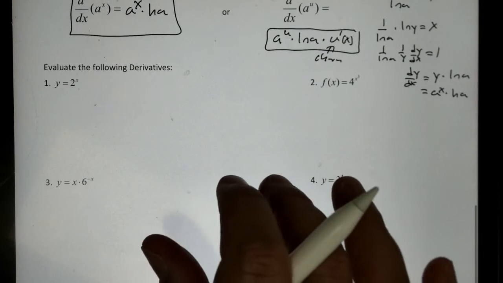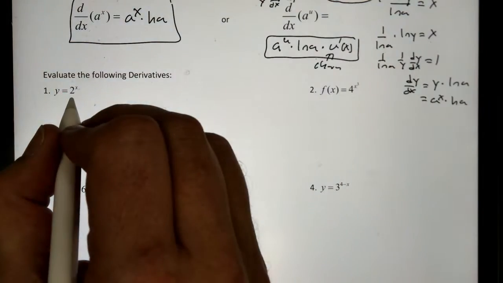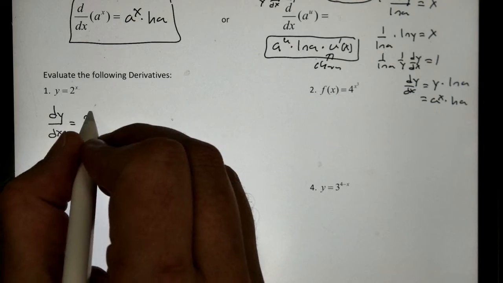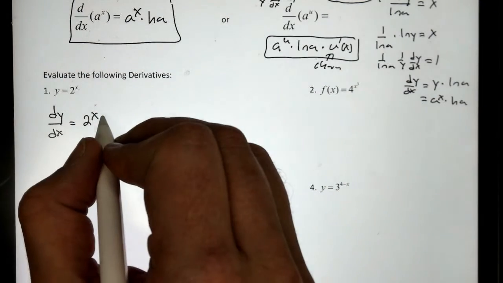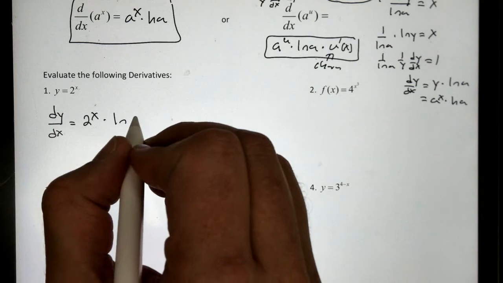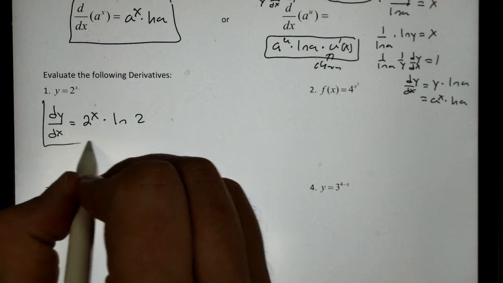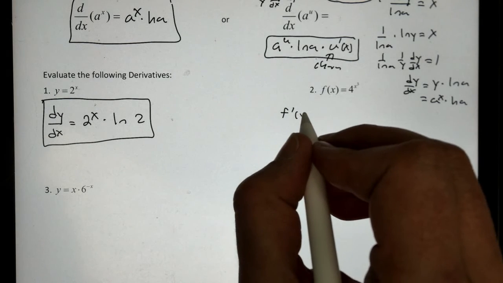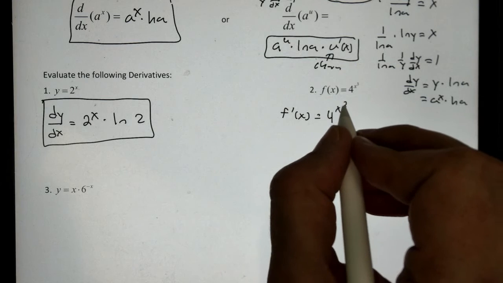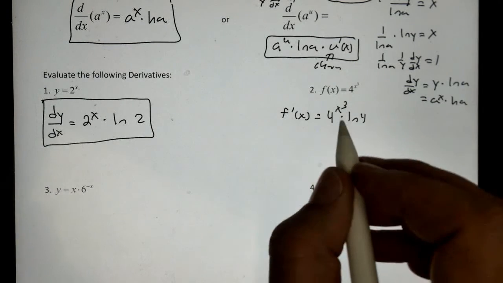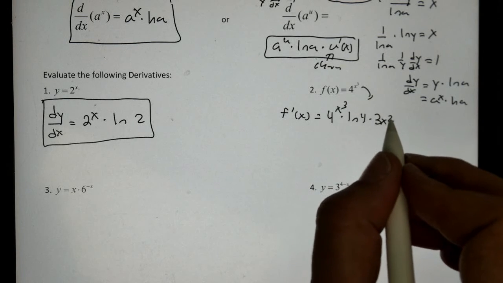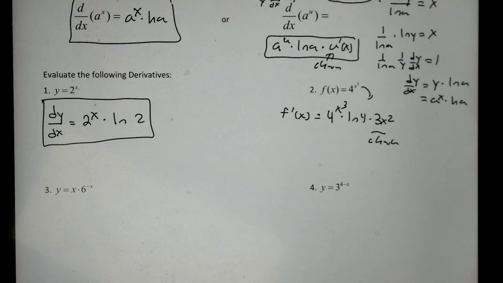So let's take a look at a few derivatives here. Let's say we have y equals 2 to the x. If I want to find the derivative, dy dx, that's just going to become 2 to the x, my rule, a to the x, times the natural log of the base. Well, the base there is 2, so we just multiply by natural log of 2. And there's our derivative. Likewise, 4 to the x cubed, if I want to find the derivative, we're going to get 4 to the x cubed times the natural log of 4. But there is a chain rule right up here, and the derivative of x cubed is 3x squared. Don't forget the chain part. And there's your derivative. Don't worry about simplifying it. Please don't make that a 12.